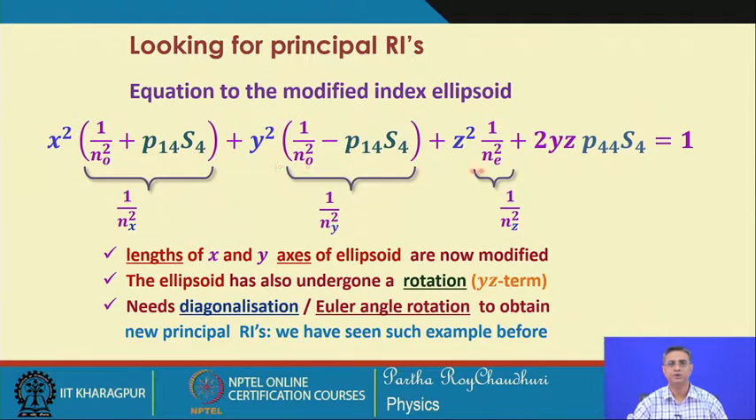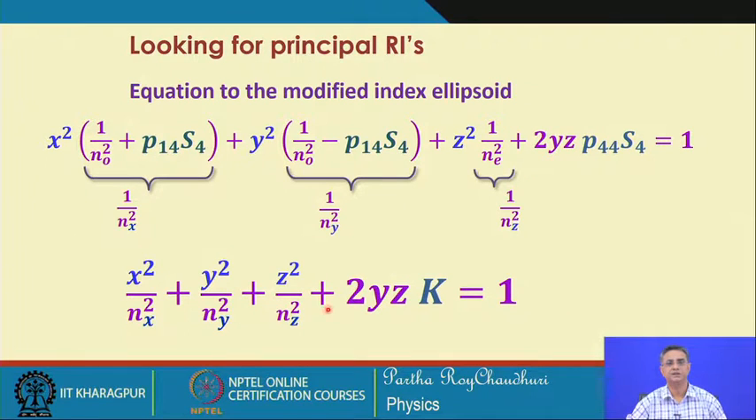Therefore, to bring it to the principal axis system, either one can provide a Euler angle rotation to get the new principal refractive indices, or one can do a diagonalization of the relevant matrix to get the eigenvalues and the eigenvectors. As an exercise, we will look at both situations and how we can solve for extracting the change in the refractive index, that is delta n x, delta n y and delta n z.